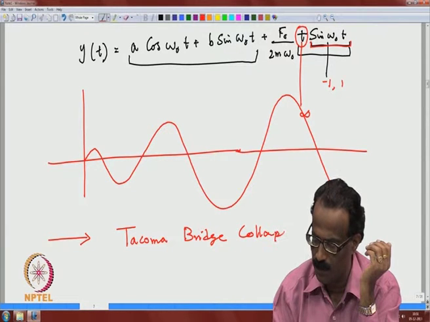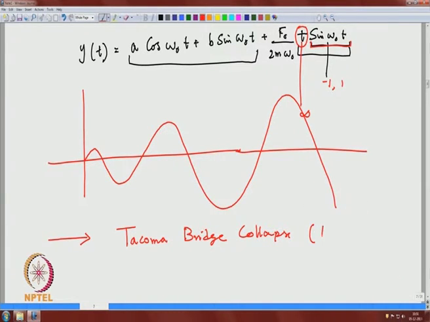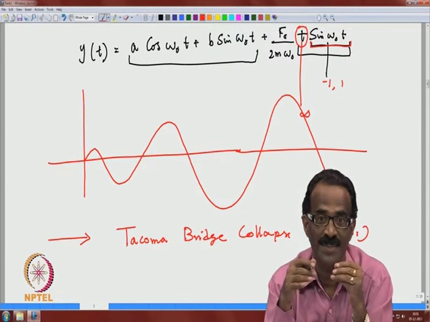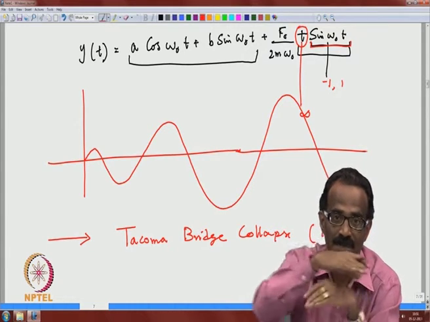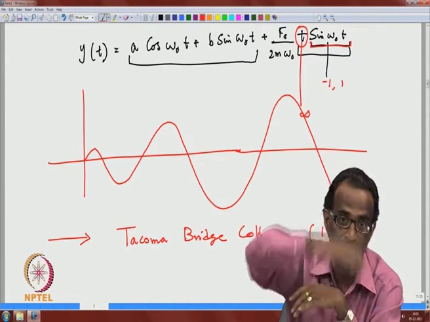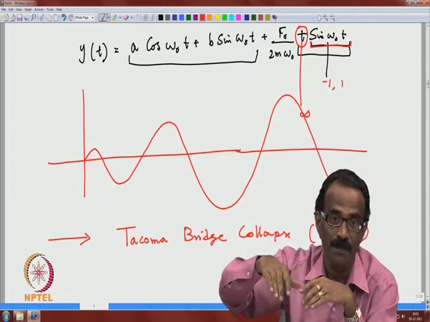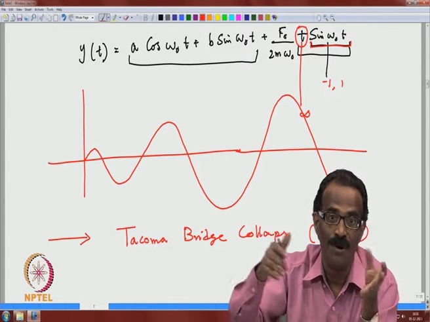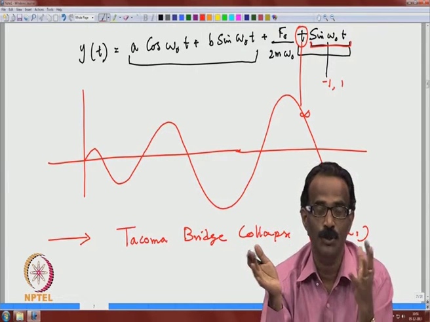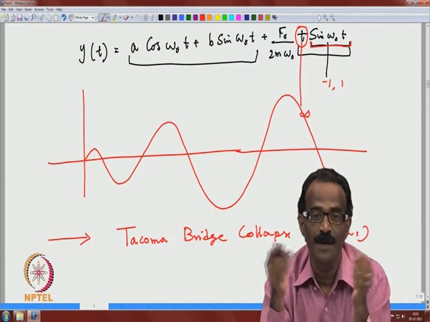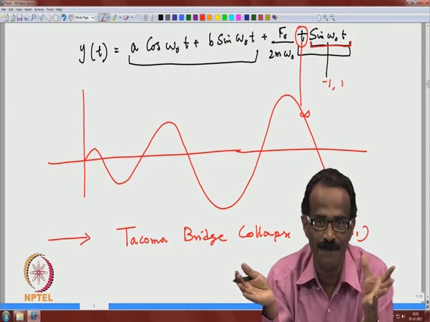This probably happened in the 1940s or something. This is a famous bridge in the USA, where in the early morning the bridge starts vibrating with smaller and smaller vibrations. By the time the vibration became bigger and bigger, by 11 o'clock or something, the vibrations were so big, the amplitude was so huge, that the bridge collapsed.